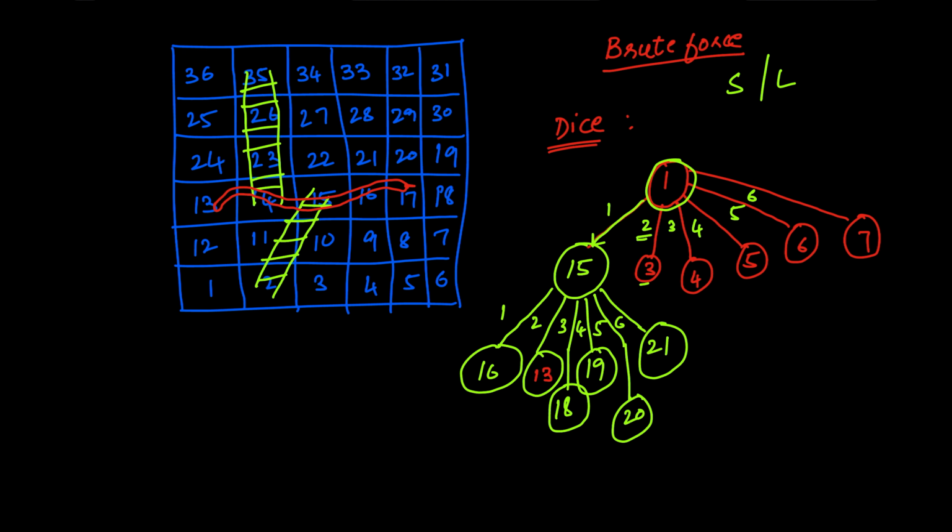And as we are building this graph, we will also be maintaining the number of dice rolls needed to reach the destination, that is the last cell. This is because we want to return the minimum number of dice rolls needed to reach the last square.